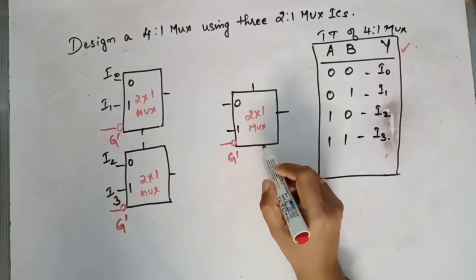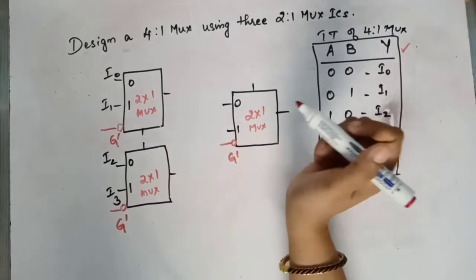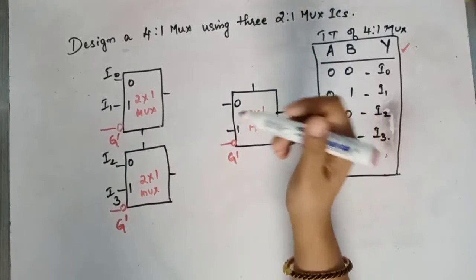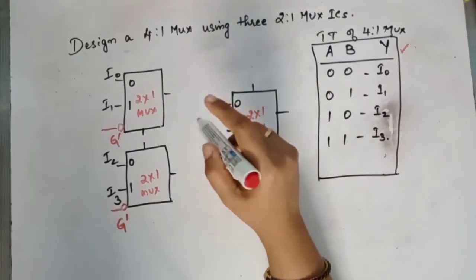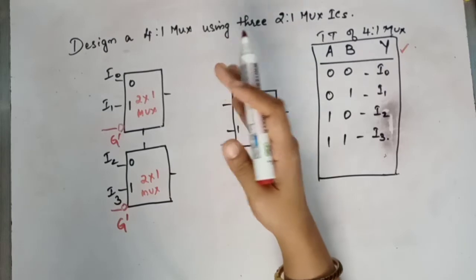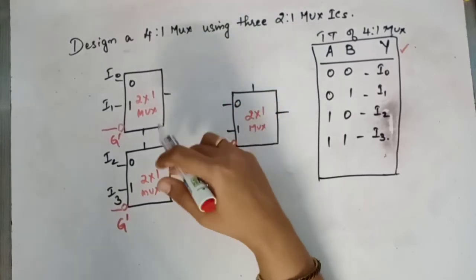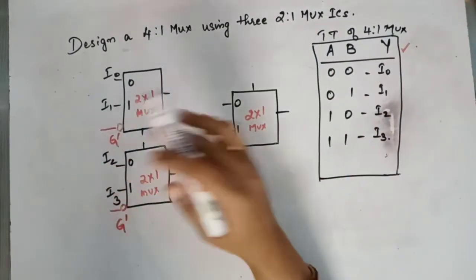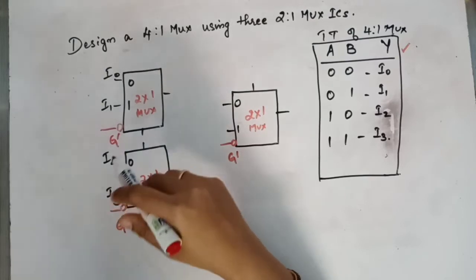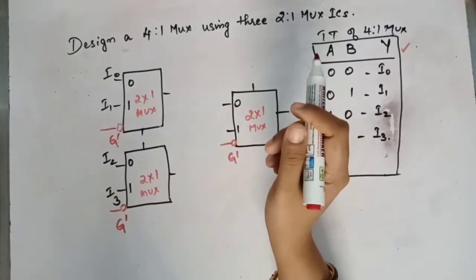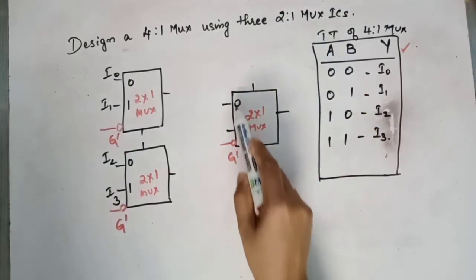But since it's a multiplexer, it is selecting one of the outputs. Selecting one of the outputs means only one of the outputs is selected. But the OR gate cannot select one of the outputs. So we have to keep one of the outputs 0 by making it inactive, by making the strobe signal 1 for that particular mux IC. But in this particular case, the multiplexer can select one of the inputs.